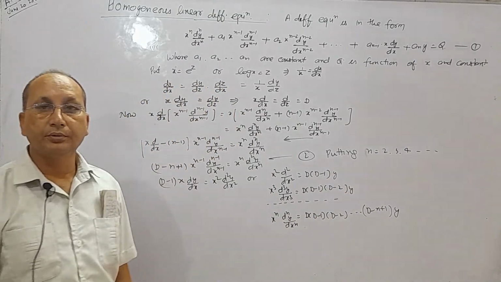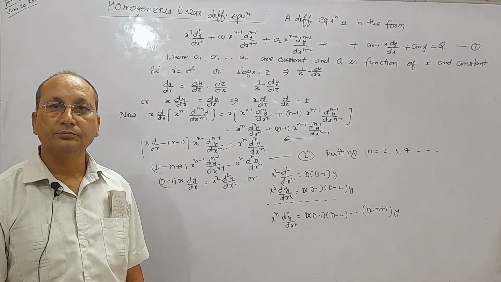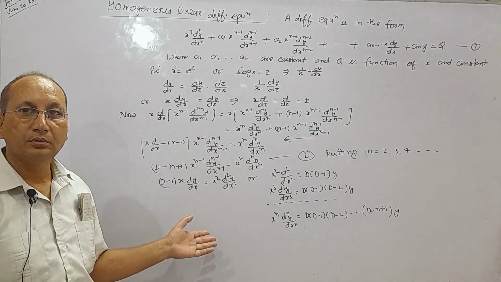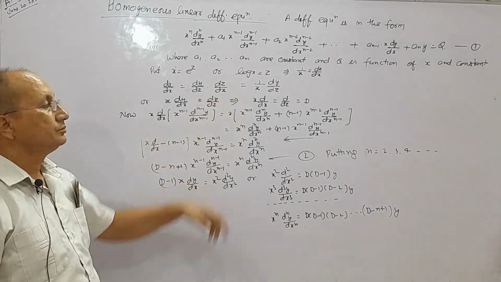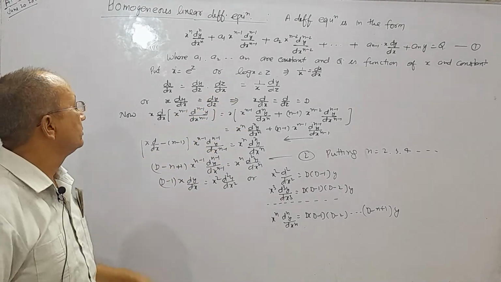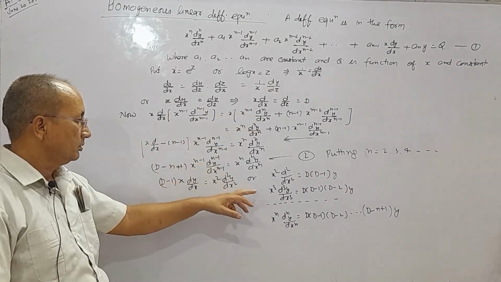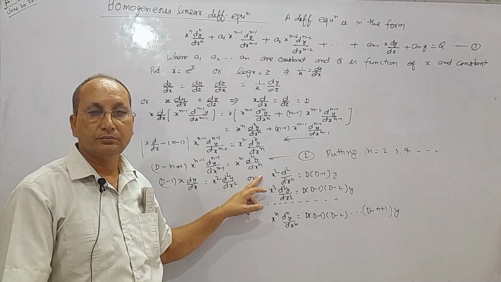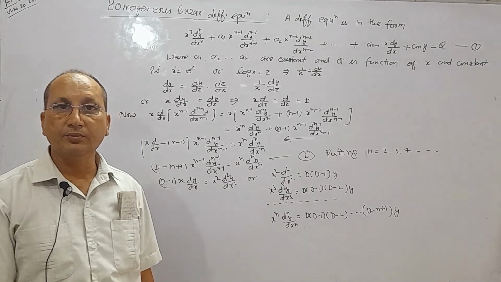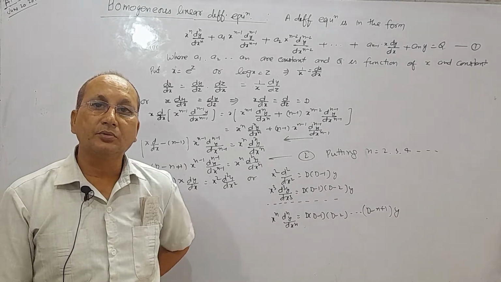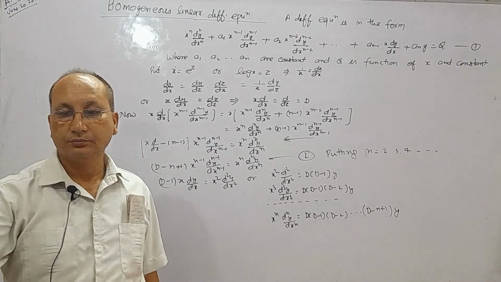That is the process for the homogeneous linear differential equation, that is the operators. We put the value: x d upon dx is D, x square d2 upon dx2 equals D into D minus 1, x cube d3 upon dx3 equals D into D minus 1 into D minus 2, and up to so on. Next question.